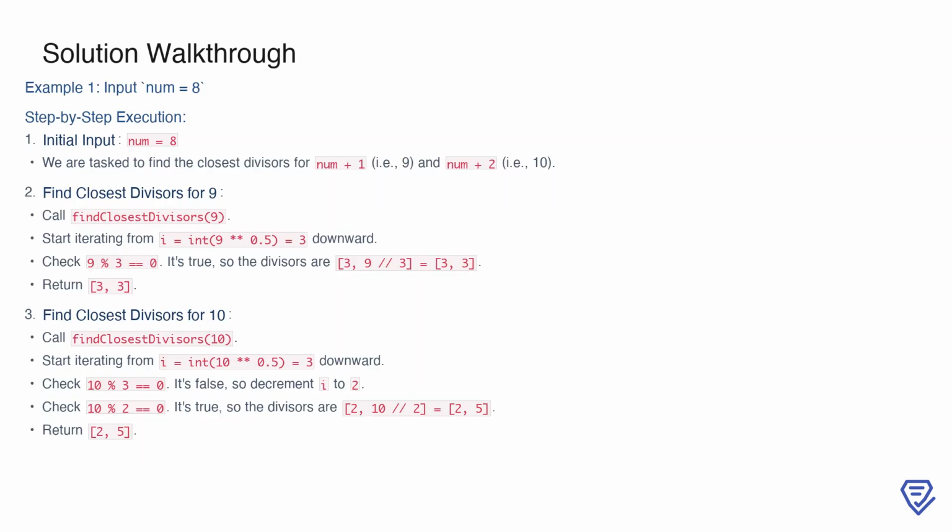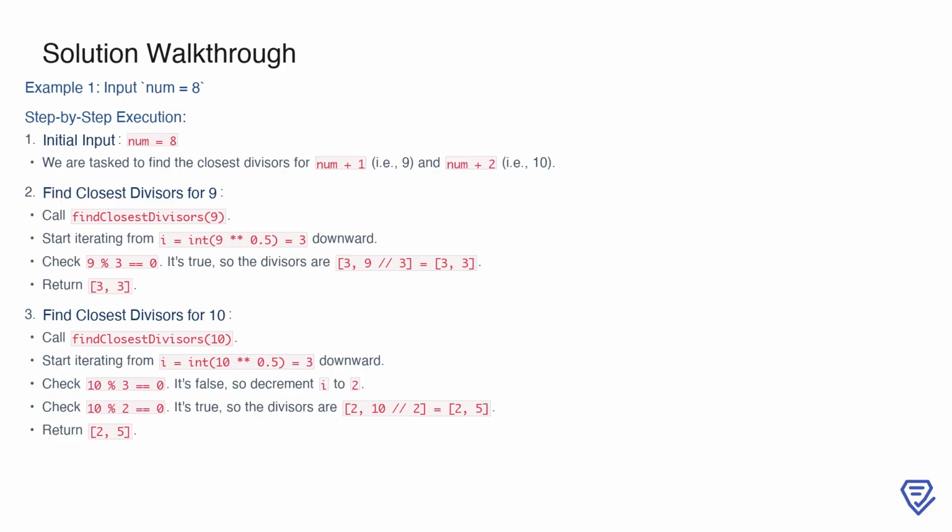To solve this problem, we start with the input number equals 8. Our goal is to find the closest divisors for numbers number plus 1 and number plus 2, which in this case are 9 and 10. First, we evaluate the divisors for 9 by calling the find closest divisors function. We begin iterating from the square root of 9, which is 3, and check if 9 is divisible by 3. Since it is, we identify the divisors as 3, 3, and return this result.